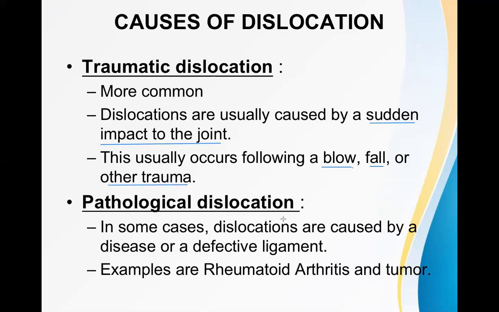Whereas pathological dislocation means the joints are already diseased or already have defective ligaments. In other words, they are already weaker. On top of that, if there is a slight amount of trauma or injury, they can easily displace or dislocate. Examples of those diseases are rheumatoid arthritis and some tumors. Rheumatoid arthritis is a very common disease where bone or joint becomes weaker.